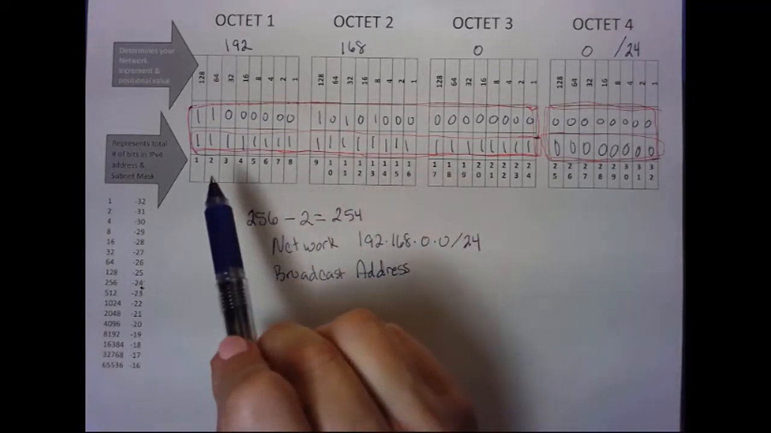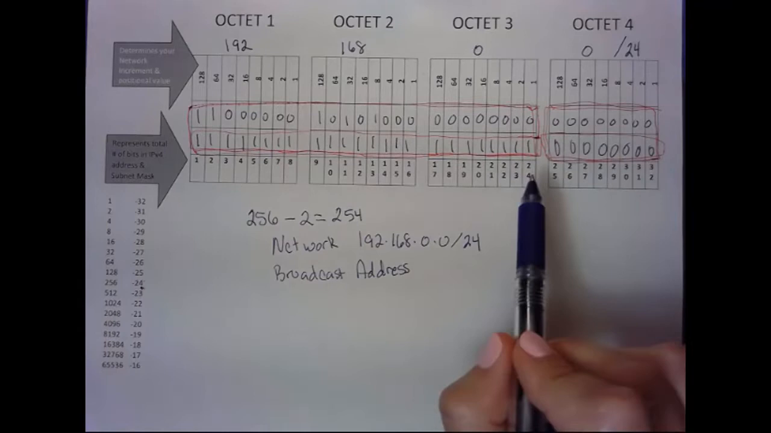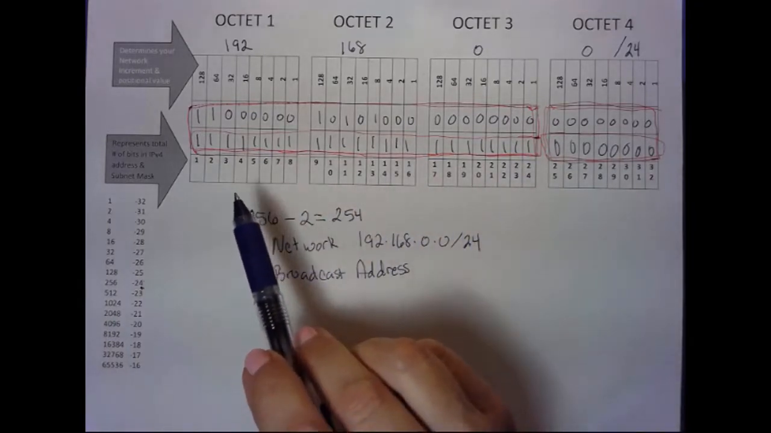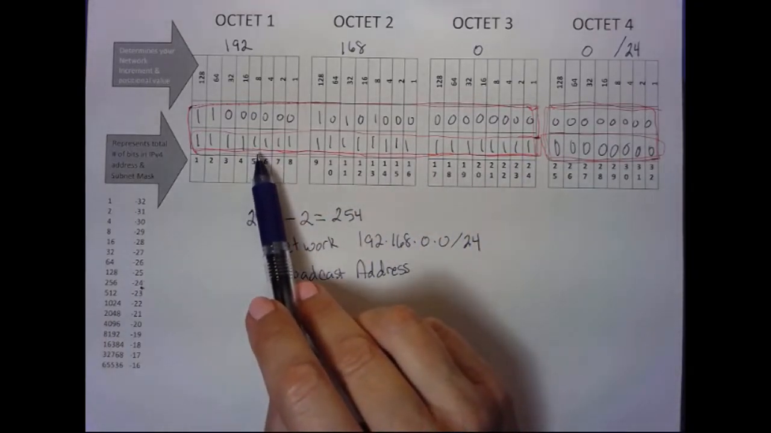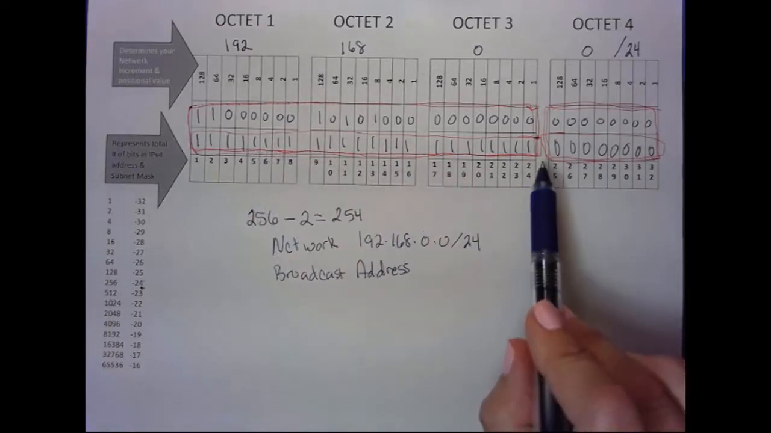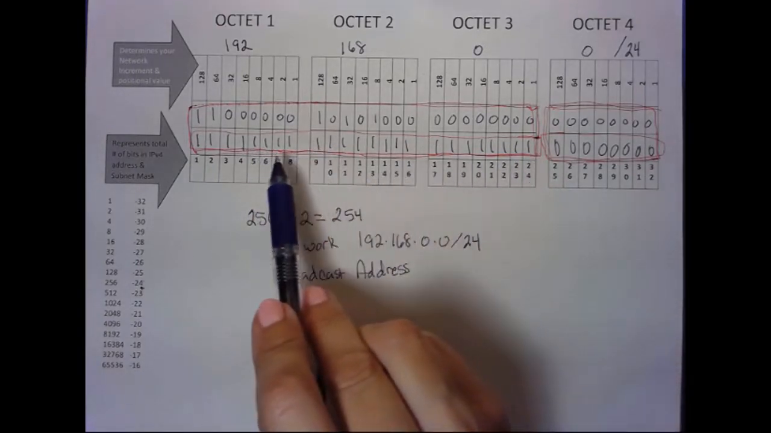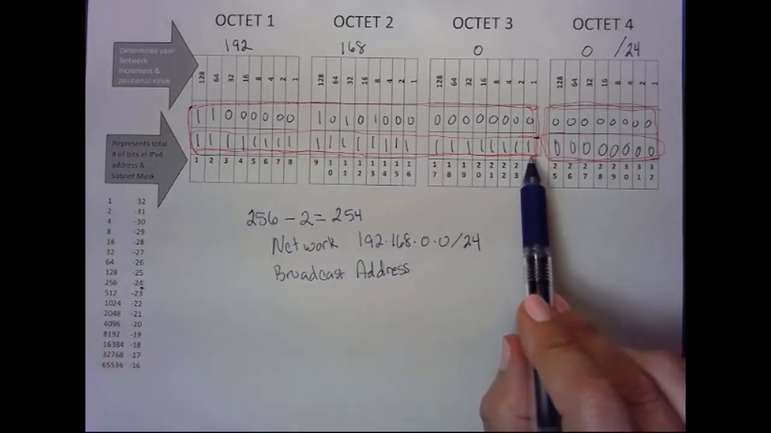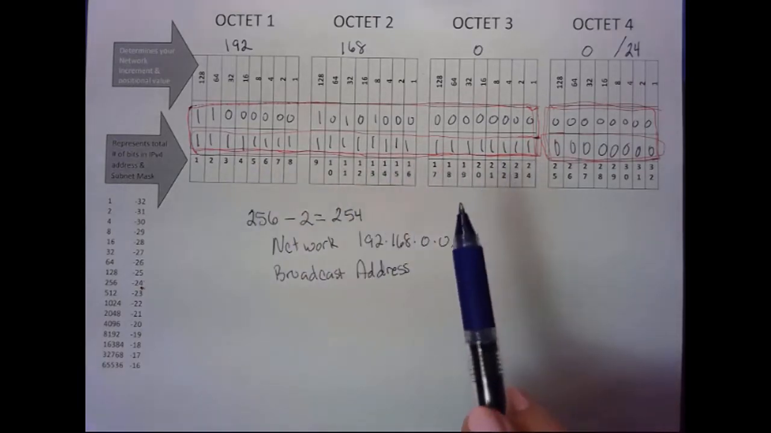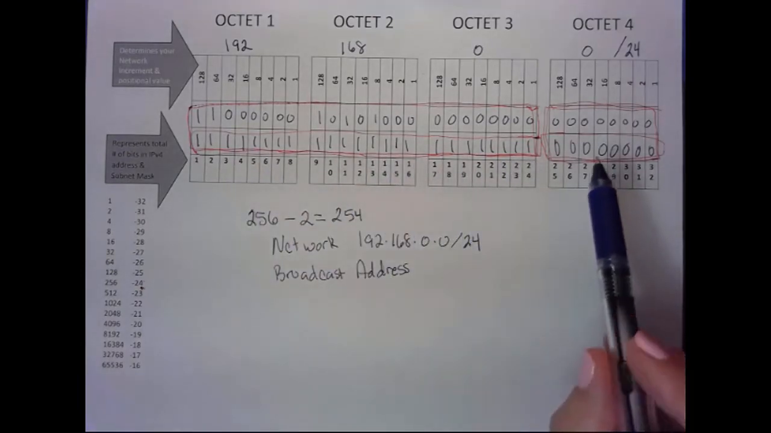Now, another way to figure this out is to look at the number of host bits. So, in a 32-bit address, I've got 32 bits because I have 8 bits in each octet. I know that 24 bits are all network bits. Network bits cannot be used for hosts.